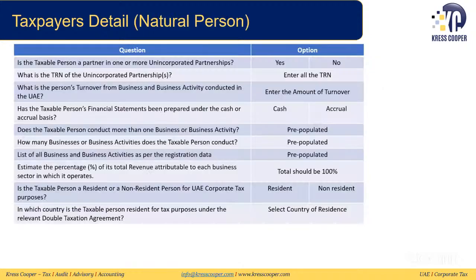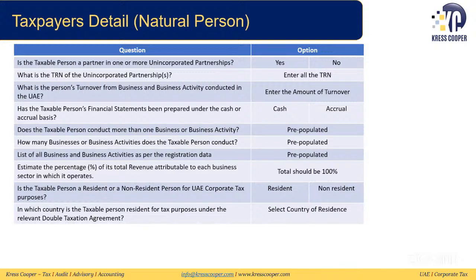Now, in the taxpayer detail, there'll be certain questions based on if you're a natural person or a juridical person. Example, if you're a natural person, it will ask you certain questions. So, for example, the first question it will ask you is, is the taxable person a partner in one or more unincorporated partnerships. So, what is an unincorporated partnership? We know an unincorporated partnership is established by a contract between two or more persons to carry out a project or a business, to share in the profit and loss of that project, of that business.